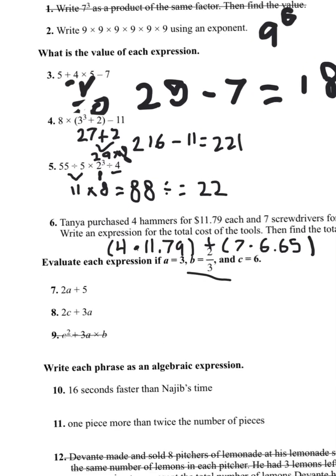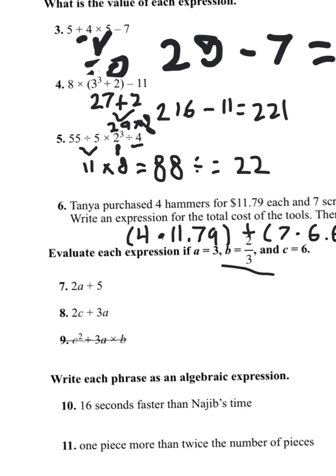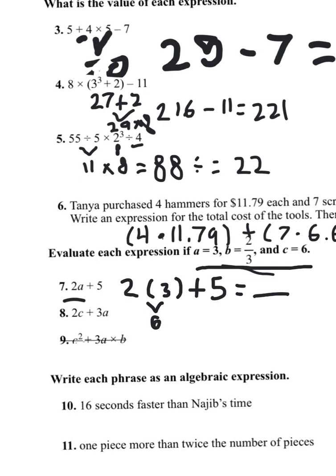So now for number 7, we are filling in the numbers that are up here with the numbers that are in the expressions. So 2a, a is equal to 3, plus 5 equals blank. So first we do 2 times 3 because we have 2a. So 2 times 3 equals 6. So then 6 plus 5 equals 11. So 11 is our answer for expression number 7.